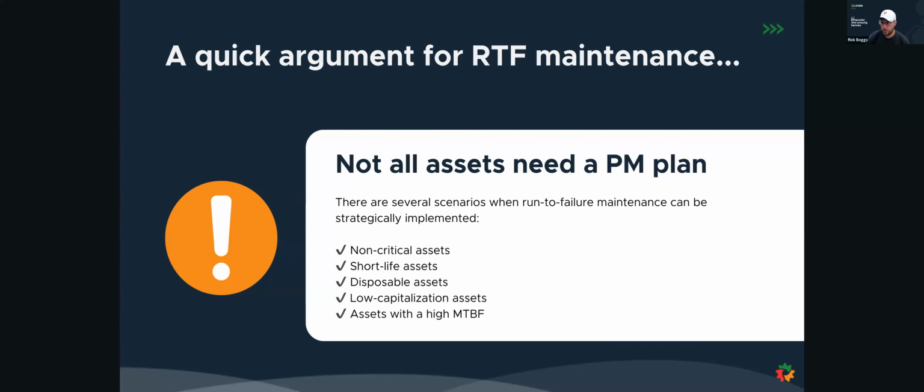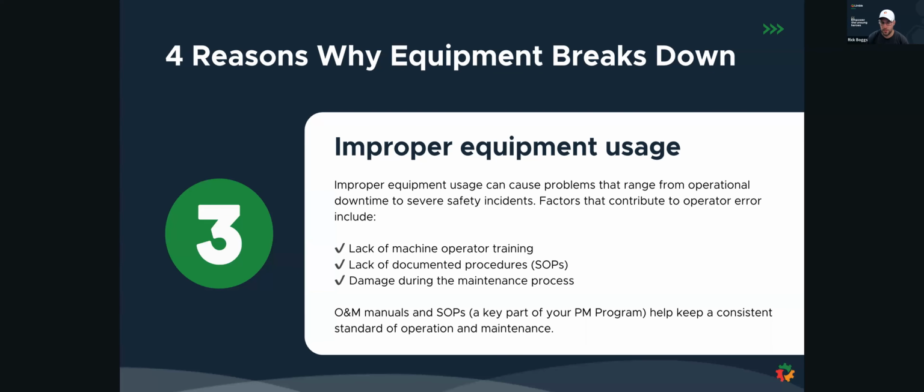So one of the other reasons that equipment is going to be breaking down is just the improper usage of the equipment. The improper usage of the equipment can cause problems that range from operational downtime to a safety accident. And a number of factors can contribute to this. So we can have lack of machine operator training, which goes hand in hand with lack of documented procedures or standard operating procedures, or just damage during the maintenance process, although this just isn't as common. And so here, operation owner's manuals and standard operating procedures are a key part of your PM program that help you keep that consistent standard for your operators.